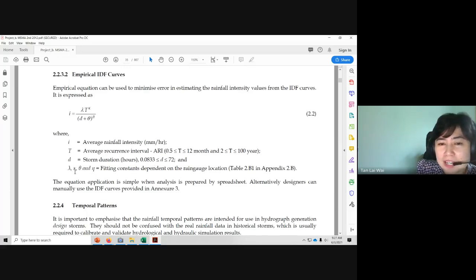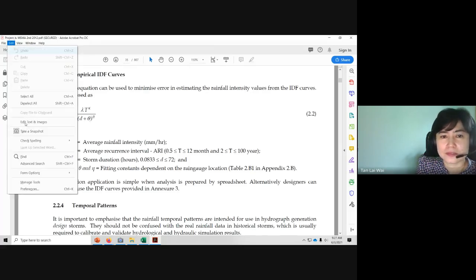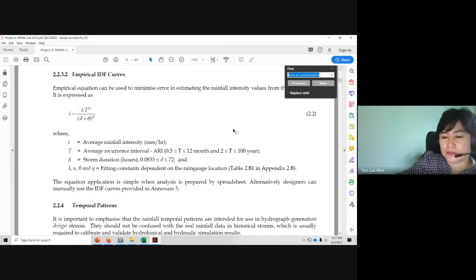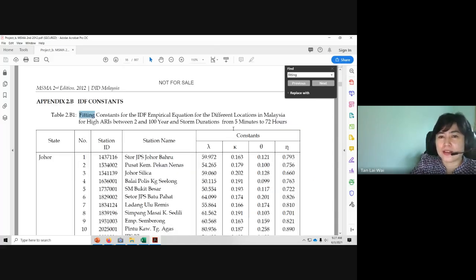Now, lambda, kappa, theta, and eta are fitting constants depending on rain gauge location. Now, let's go to Appendix 2B. I'm going to find the fitting constants. Okay, here, Appendix 2.B, alright? Now, look at this. It says ARI 2 to 100 year. So you have these fitting constants, lambda, kappa, theta, and eta.